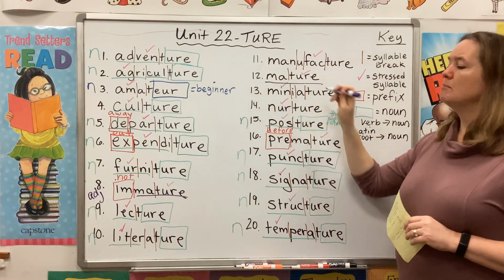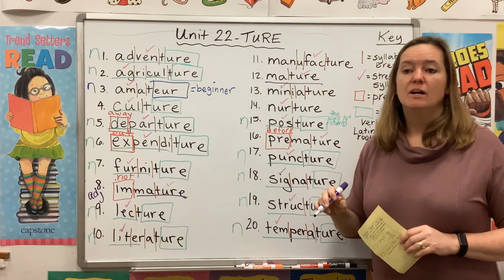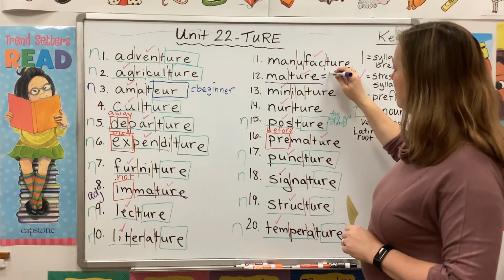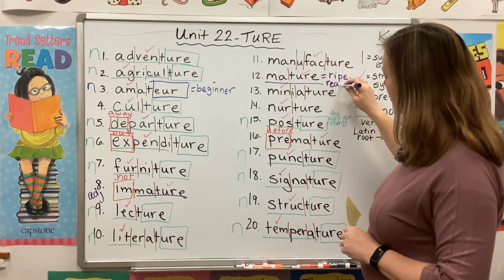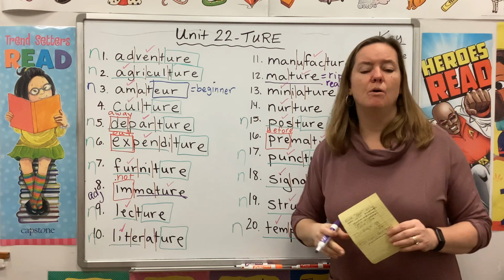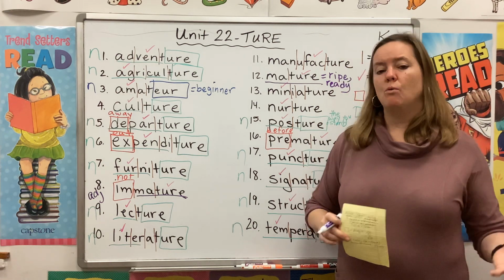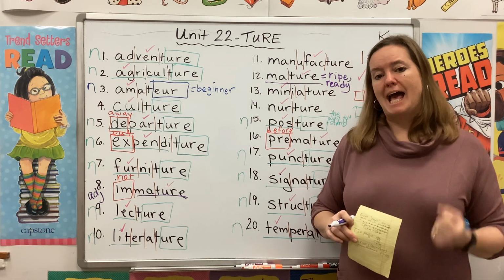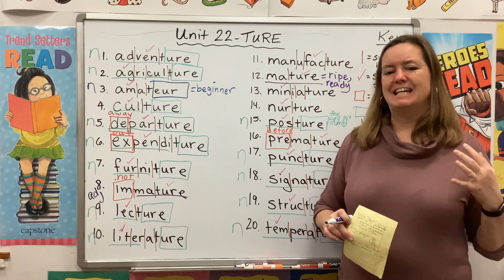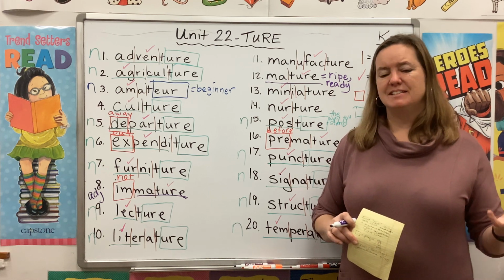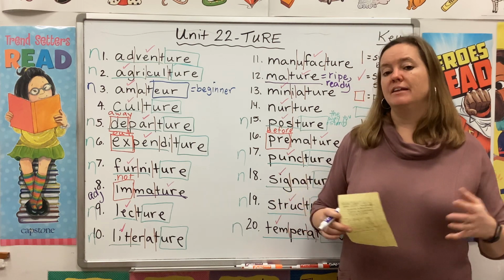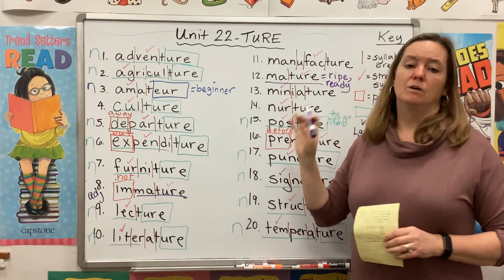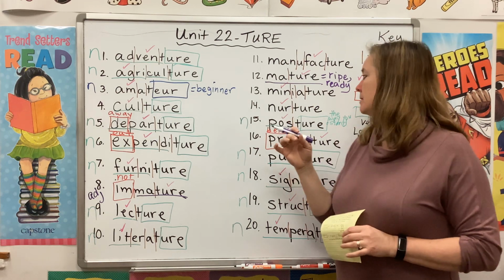Here's mature, right? Sometimes we think of mature also as being ripe. So if you go to the apple orchard and you start picking apples, you don't want to pick anything that doesn't look ripe. If it's still green and it's supposed to be red, you need to give it a little more time to mature, to ripen.